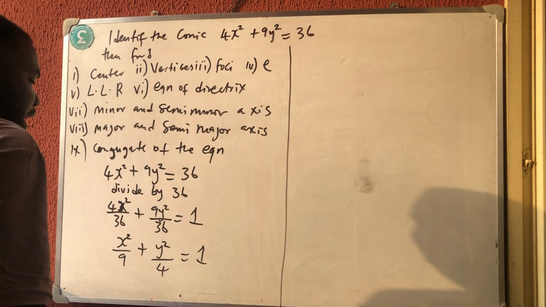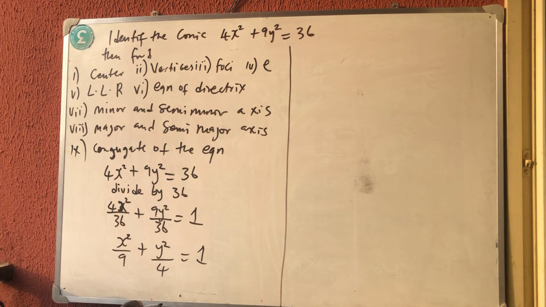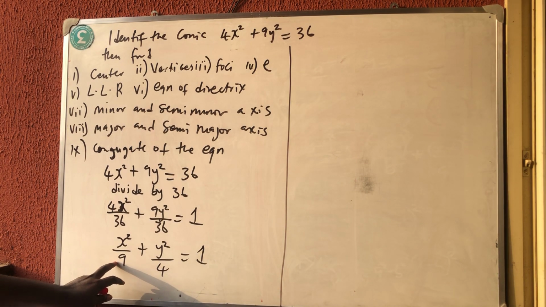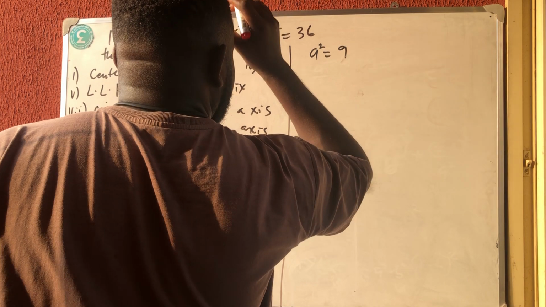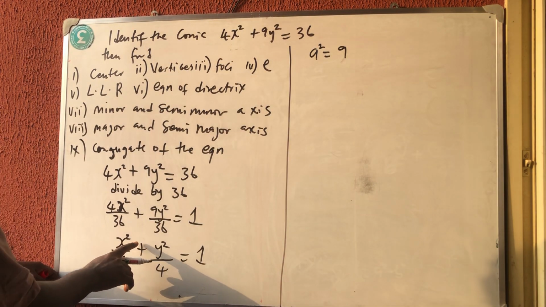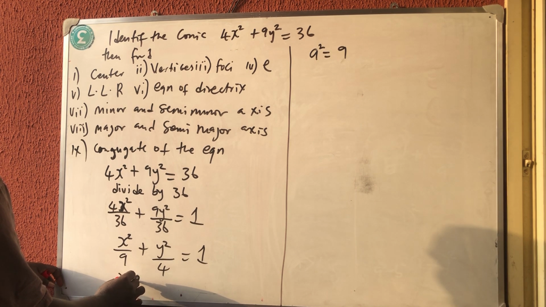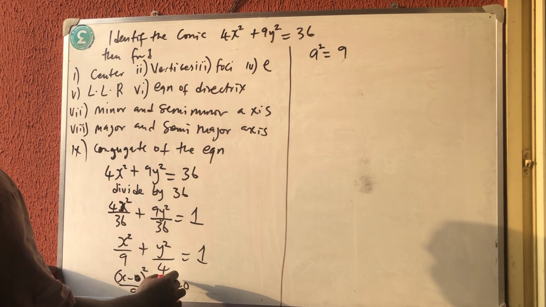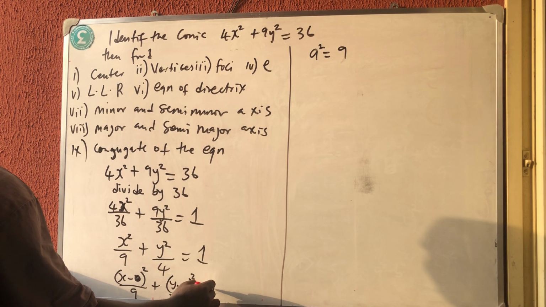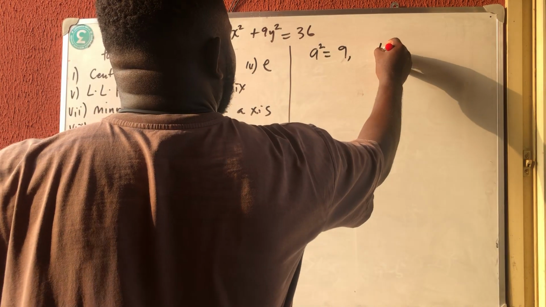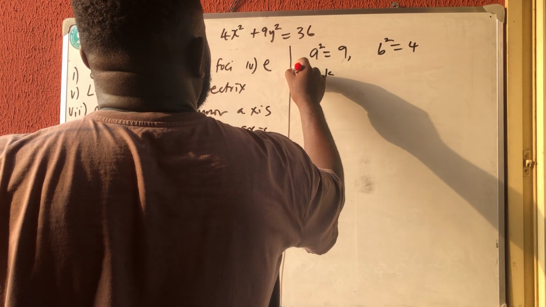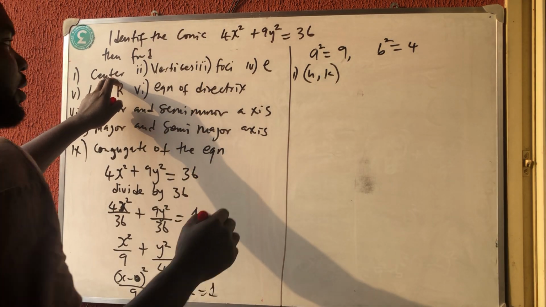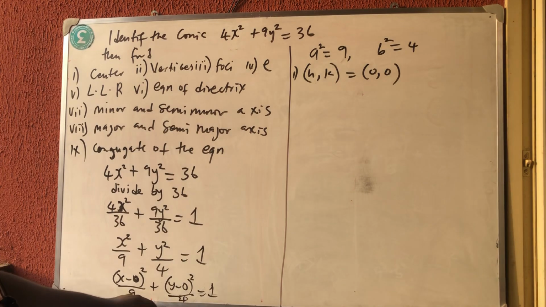So if you look at this, you see that this ellipse is parallel to the x-axis, because x has the higher denominator. So you say that a squared is equal to 9. If I write the equation, since there is no h here, it will be x minus 0 all squared over 9 plus y minus 0 all squared over 4 is equal to 1. So automatically you have b squared is equal to 4. So your h comma k is 0 and 0. Let's start solving. The first one is h comma k, the center, which is 0 and 0. Yes, that is it. The next one is the vertex.